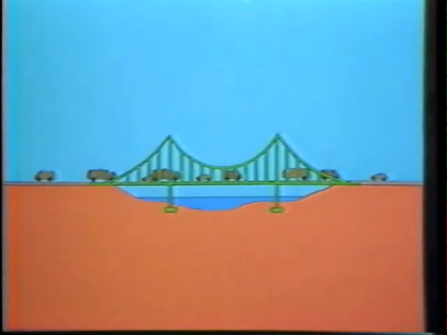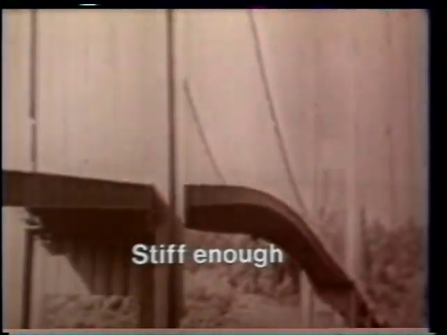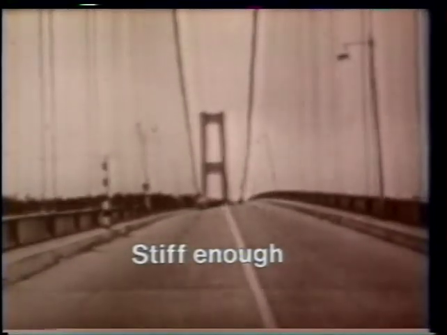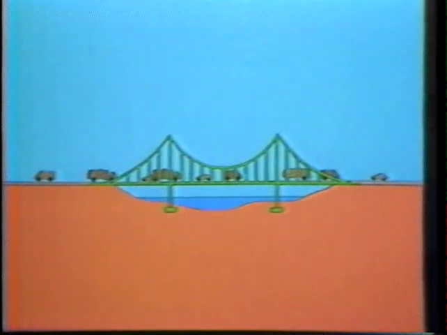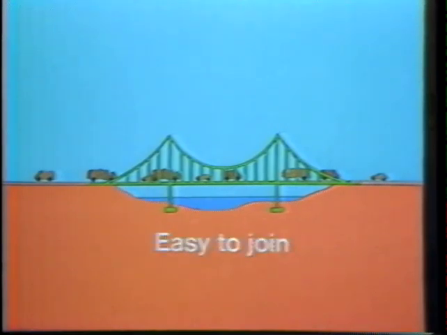It should be strong but light, as it has to support its own weight. So a material with a high strength to weight ratio is required. It also needs to be stiff enough so as not to deflect too much. It should be sufficiently durable to last, not be too expensive, be easy to produce in the shapes required, be easy to join together, readily available at the time and place required.